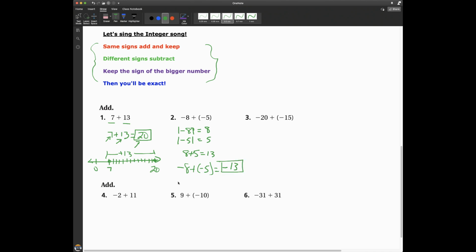And we could look at this on a number line as well. So I will be here. Let's say negative 8 is right there, and I want to add a negative 5. So since that's negative, I'm going to the left. 1, 2, 3, 4, 5 places. And where do I end up? I end up at negative 13.